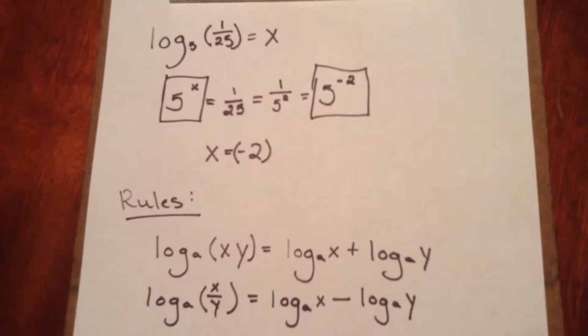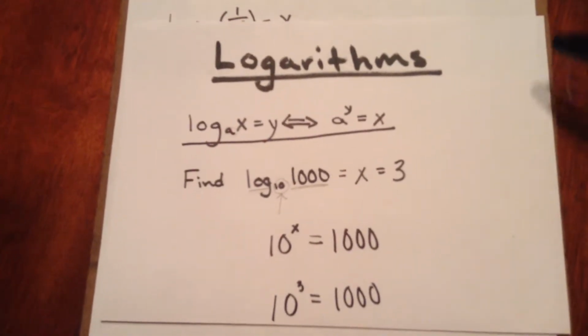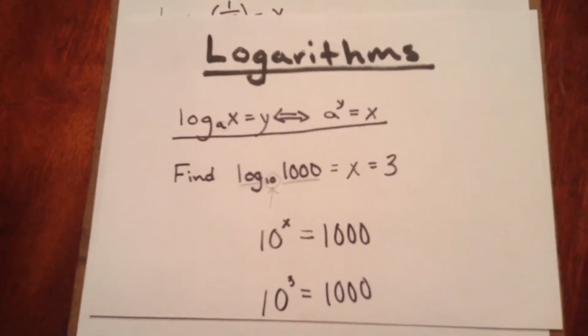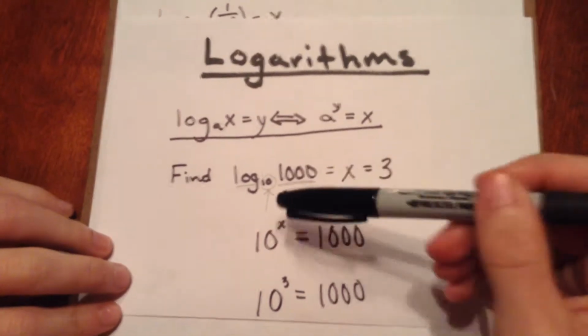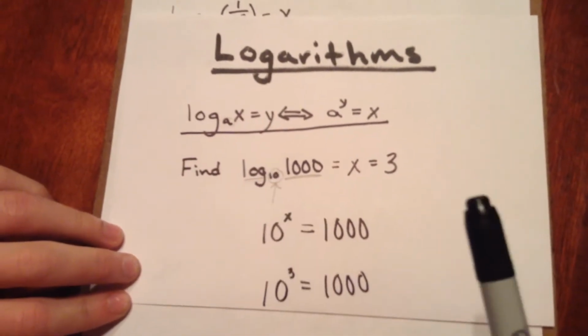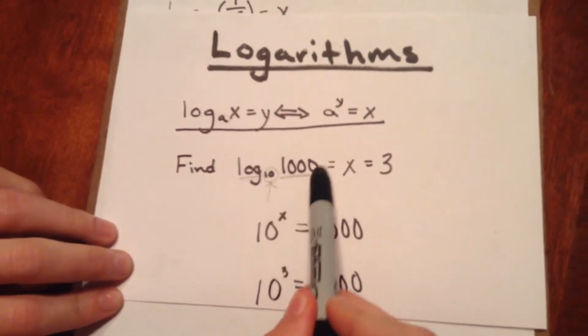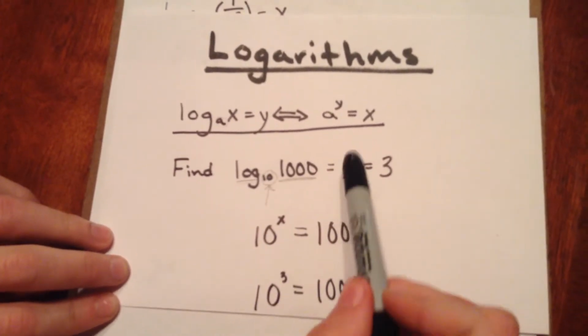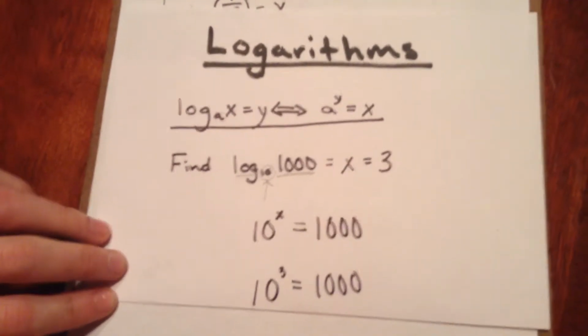Recap. Alright, so basically, when you're trying to find a log, you're simply finding the power that our base, or our little number, needs to be put to in order to give us our final number, which would be x. That's about it.